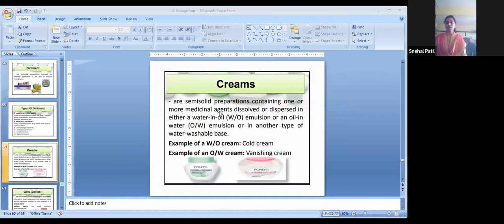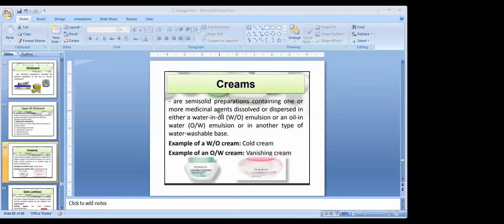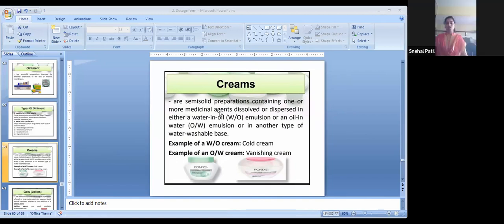Cream is a semi-solid preparation containing one or more medicines which are dissolved or dispersed in either a water in oil emulsion or an oil in water emulsion. Also, another type is the water washable base. Understand?